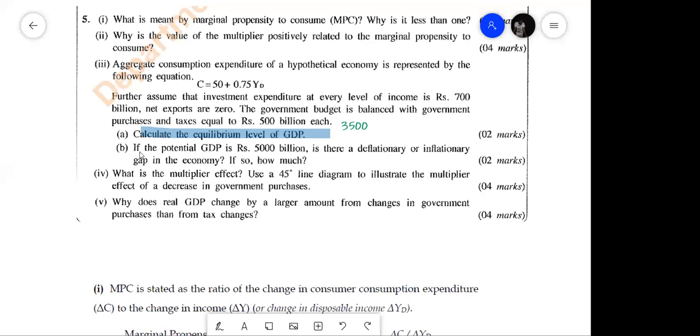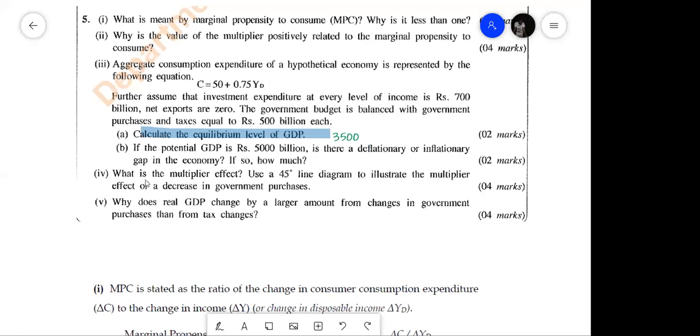You're below full employment. Potential means you're at full employment. So you're below full employment. If so, how much? 1,500. So you're 1,500 short. So that has to be your answer. Very, very simple thing, right? So nothing big there. That's another easy 4 marks.